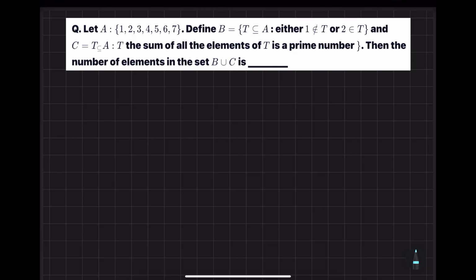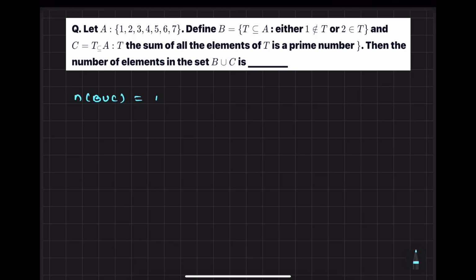And C is also a subset of A such that the sum of all elements of T is a prime, okay. Then the number of elements in set B union C. So we have to find out B union C. So for the number of elements in B union C, I will be using the bijection rule, okay.